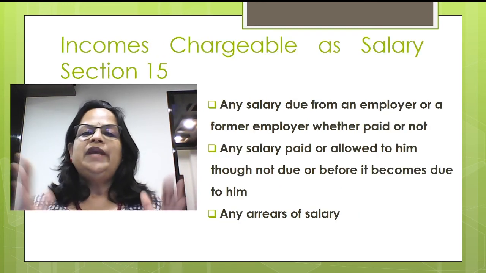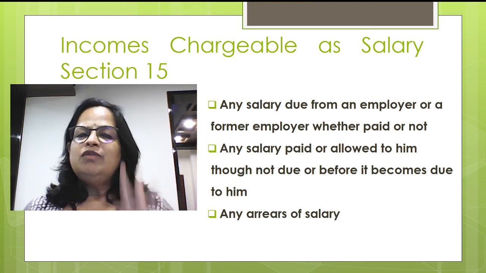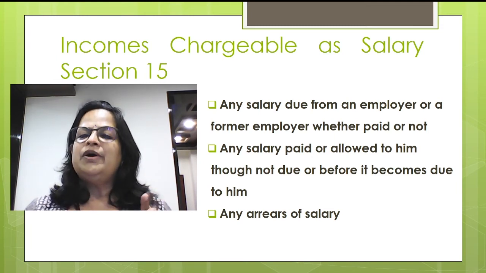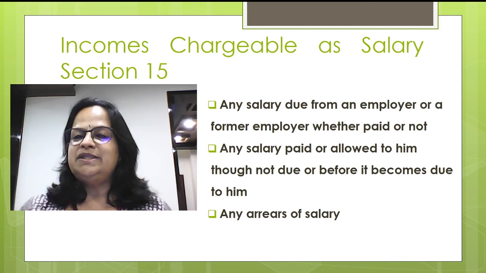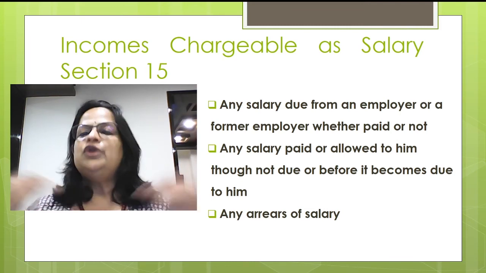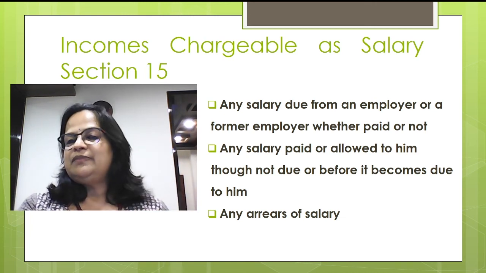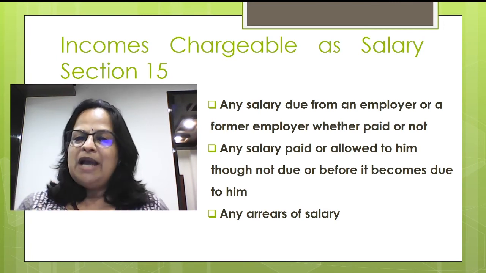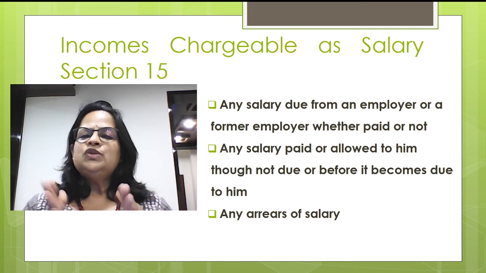Now we will come to incomes chargeable as salary under section 15. 3 points are important. What all will come as salary? First one is salary due from an employer or a former employer, whether paid or not. I told you when I explained the characteristics of salary, salary is taxed on a due or receipt basis, whether you received it or you are going to receive. If salary is delayed, then receipt basis comes first. When you complete 1 month, you're supposed to get the salary. If it's delayed, either due or receipt will be the basis for charging salary. So that is the first point.